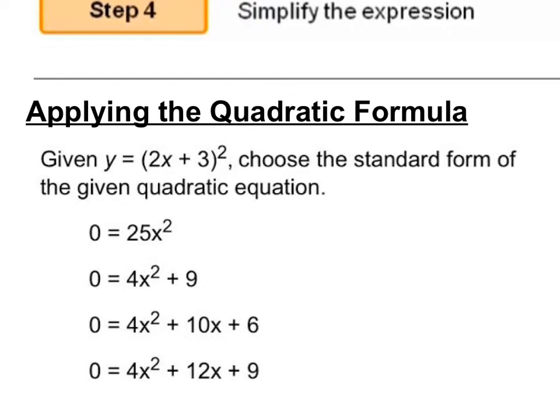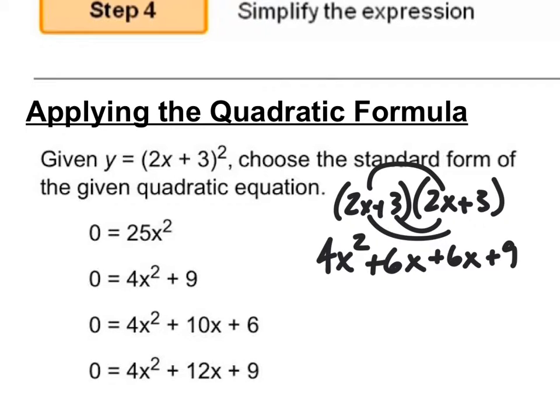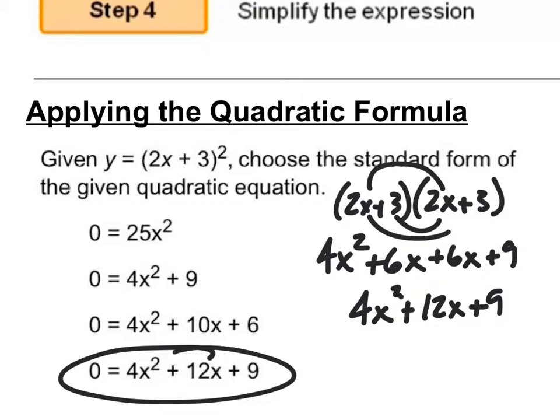Let's say that you're given something like this that's not in standard form, and you wanted to get that into standard form. Remember, if you have (2x plus 3) squared, that's 2x plus 3 times 2x plus 3. We multiply that out, we FOIL it, that's going to give me 4x squared plus 6x, and then plus 9. So you get 4x squared plus 12x plus 9. And that would be the standard form.